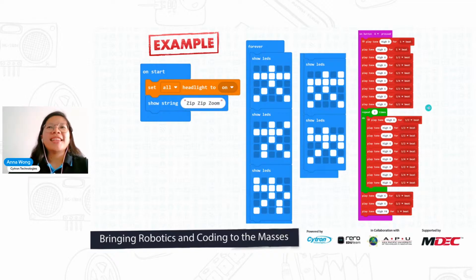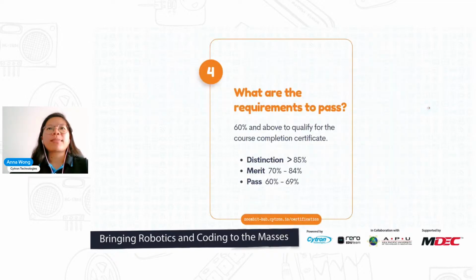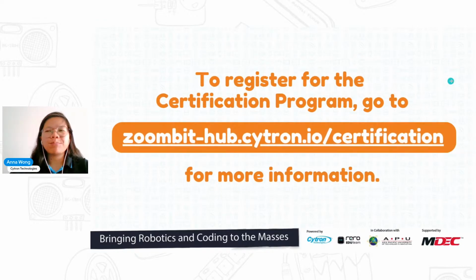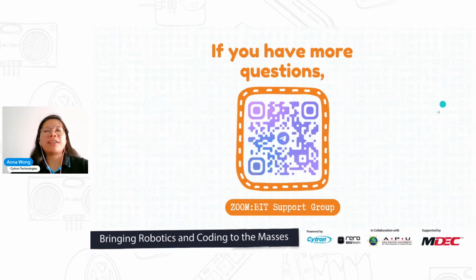Okay, that's the example. And then similar to EDUBIT, the requirement to pass is 60% and above. And if you don't pass, don't worry, you still can join next year. Each year we have 2 sessions. Okay, and where to sign up, where to register: LABIT resource, LABIT hub, citron.io/certification. Okay, or we can share the link with you after this.